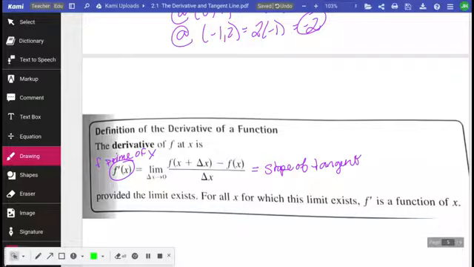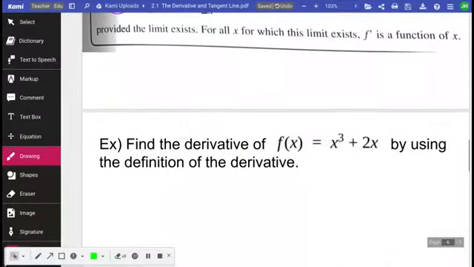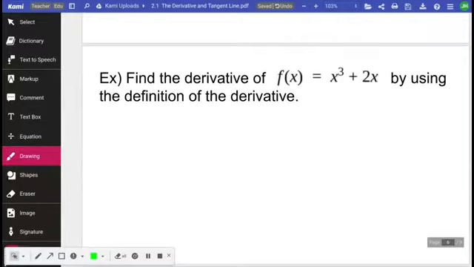So the derivative is the slope of a tangent. So if you're ever asked for a slope of a tangent, you can find the derivative. This is the definition of the derivative. So if you're ever asked to do the definition of the derivative, you have to do this limit as delta x approaches 0 of that difference quotient. Okay, so we are going to find the derivative of this by using the definition of the derivative.